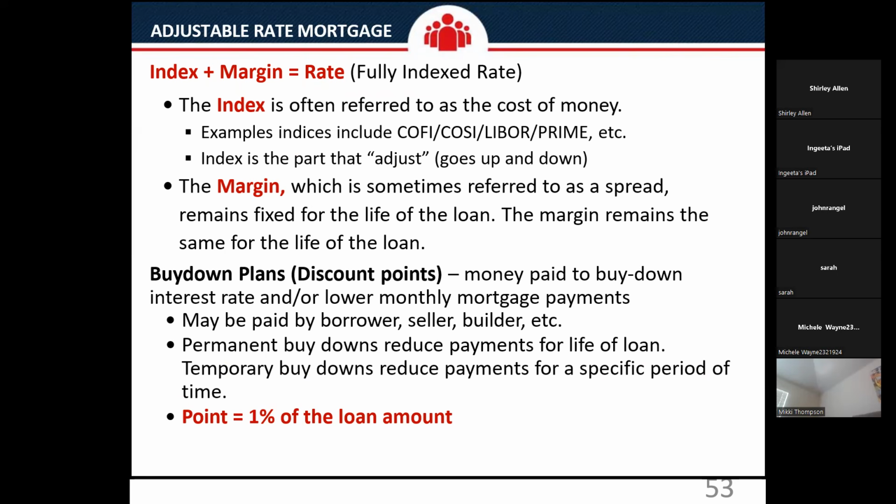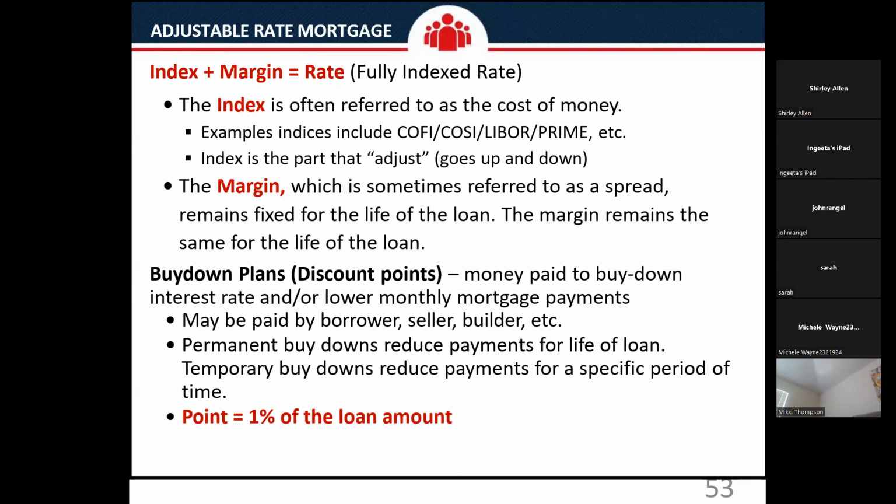The index is the part that adjusts, meaning it goes up and down. The margin, which is sometimes referred to as a spread, remains fixed for the life of the loan. The margin remains the same for the life of the loan. It does not change. It's the lender's profit. It's how the lenders make their money.